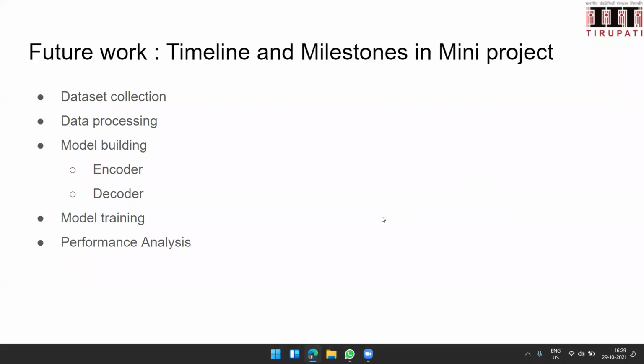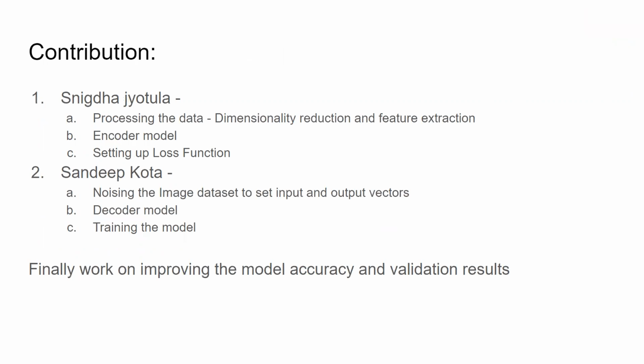Coming to the timeline, first we collect a dataset of images. Next we do data processing, which includes dimension reduction and feature extraction. Then we start building the model, which includes the encoder, that is the vector representation of the image, and the decoder, which tries to extract the same image from the vector representation itself, where we try to reduce noise from the input. Then we train the model and do performance analysis using validation and test data.